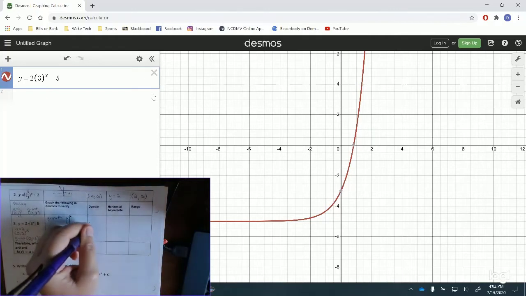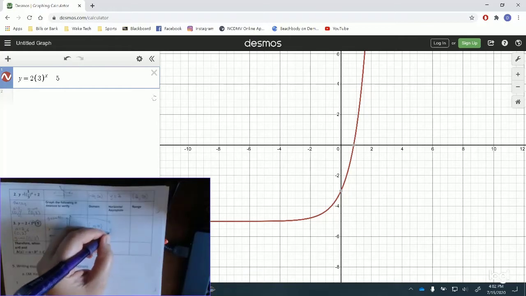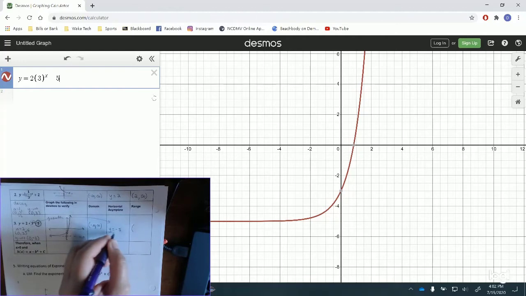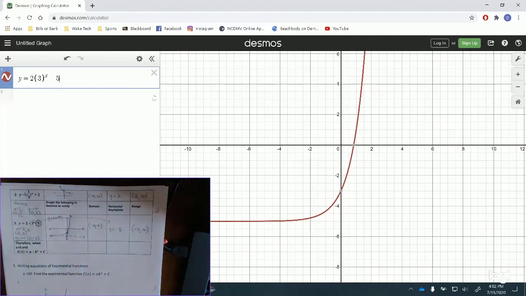Okay, so back to this. The domain again is all real numbers because you can put anything you want in for an exponent. The horizontal asymptote is just going to be whatever's there. So that's y equals -5. And the range, if that's your boundary down there, then your range is -5 to infinity.